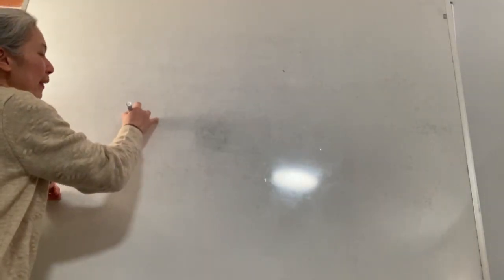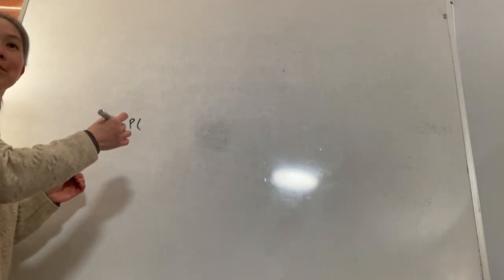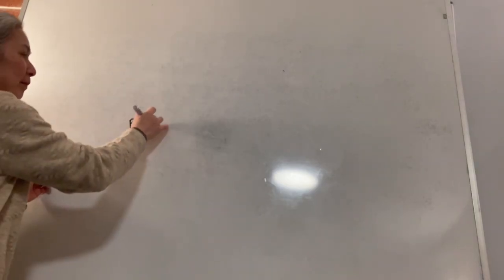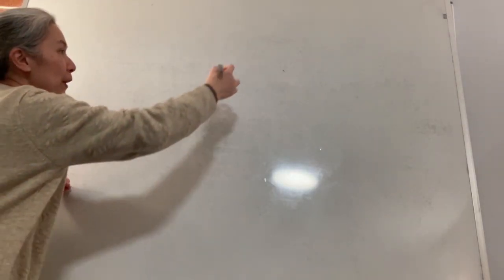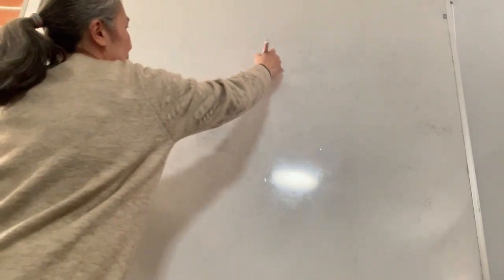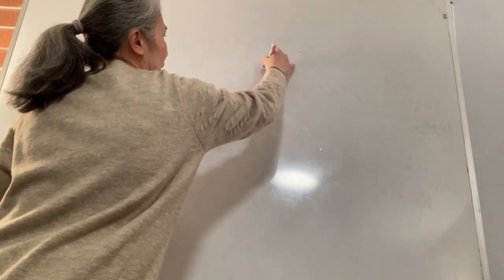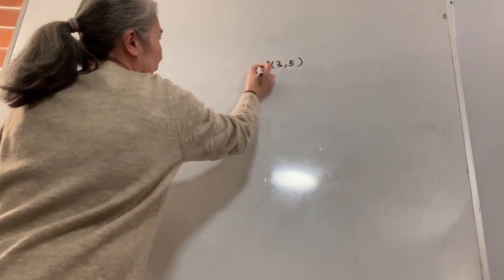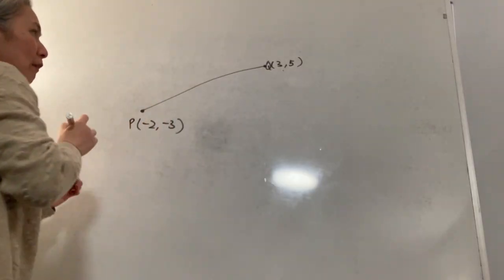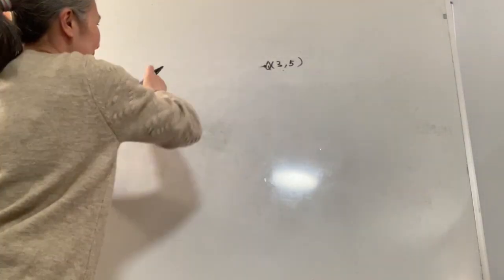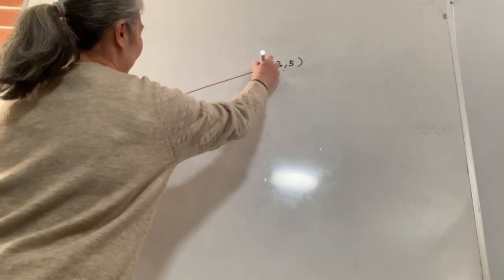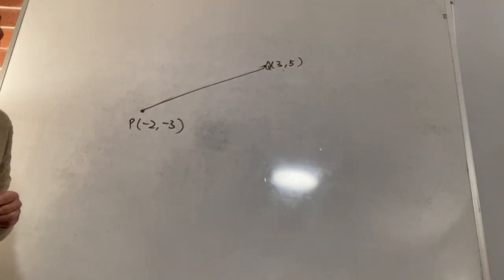I give you point P. What's the coordinate? -2, -3. Okay, point Q. 3, 5. Okay, this is the PQ. Yep, PQ. Right. Perpendicular bisect.